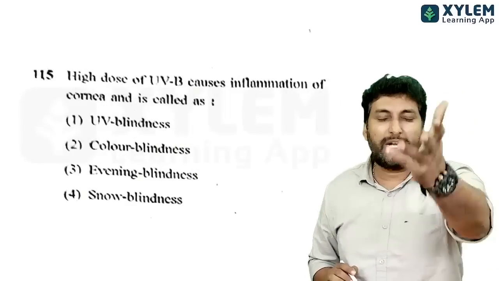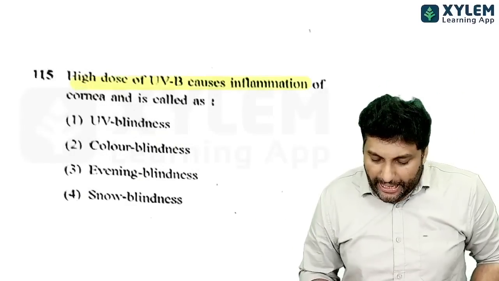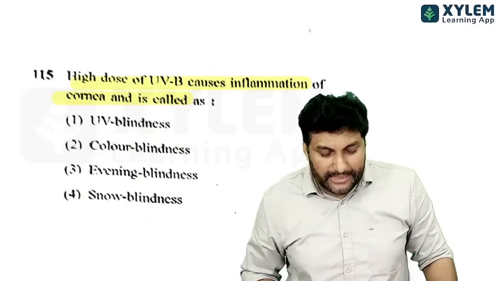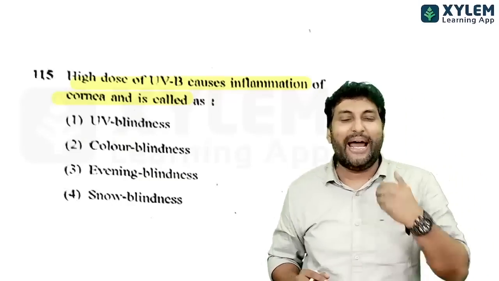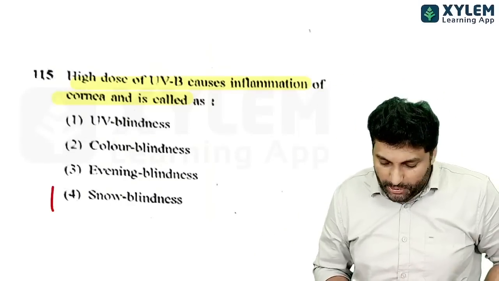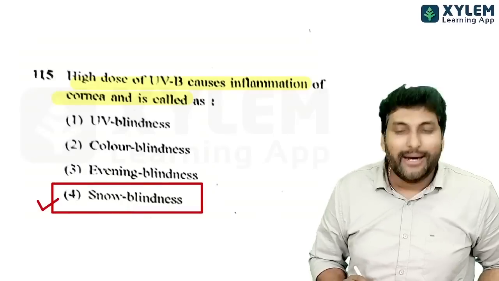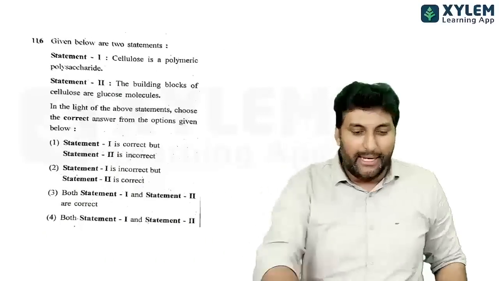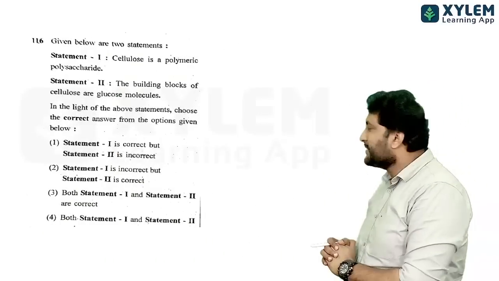Directly from the environmental issues chapter. High dose of UV-B radiation causes inflammation of the cornea and thus is called snow blindness. It was very easy. Okay, snow blindness. Let's move to the question number 116.